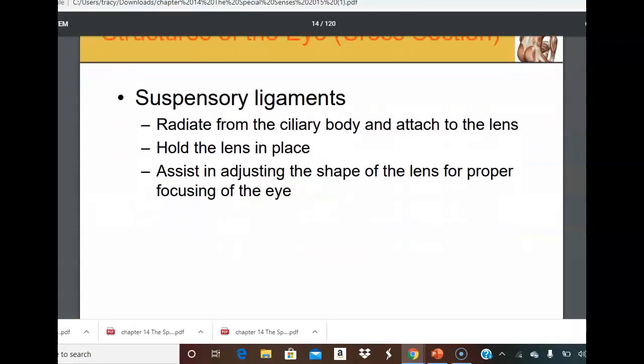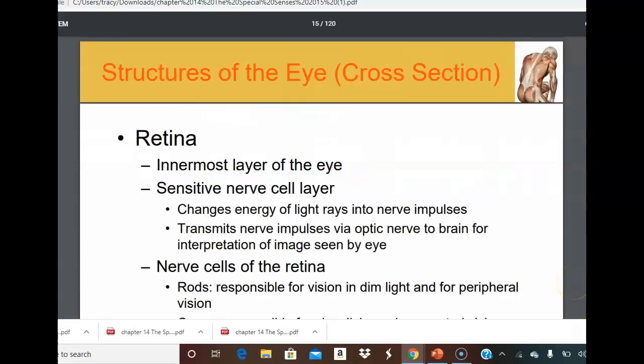Suspensory ligaments actually are attached to the ciliary body. They hold the lens in place, and then they can either contract or relax, adjusting the shape of the lens to allow the focusing of the eye to come in properly.